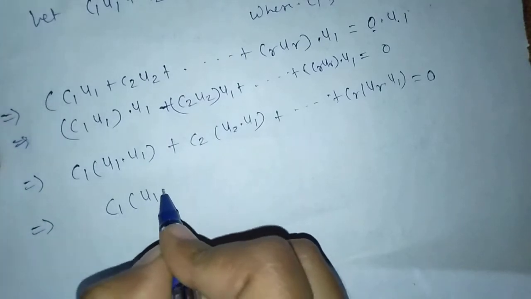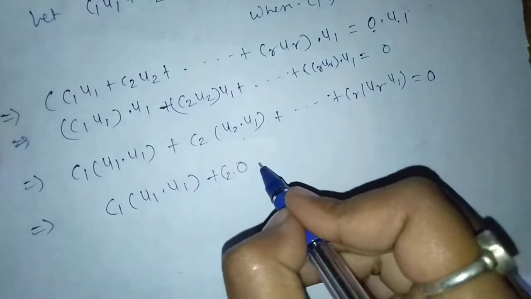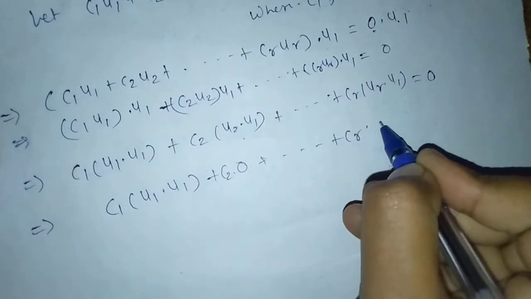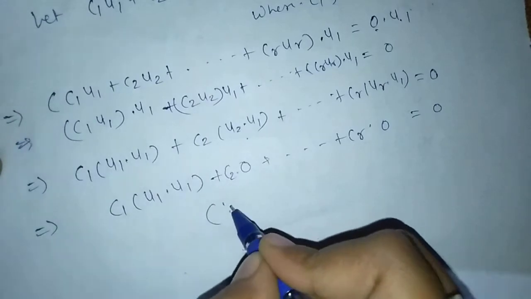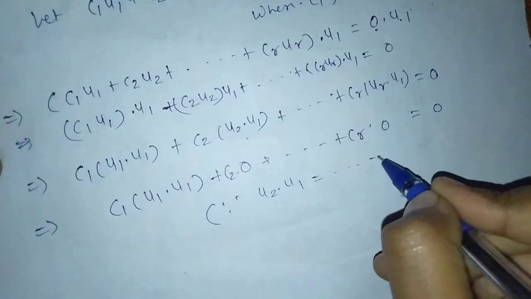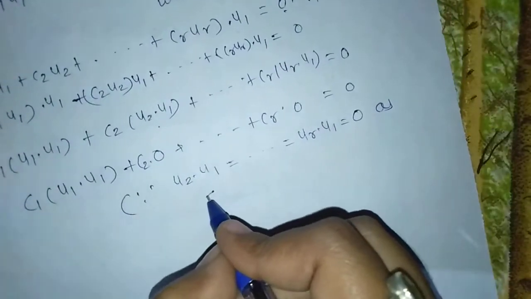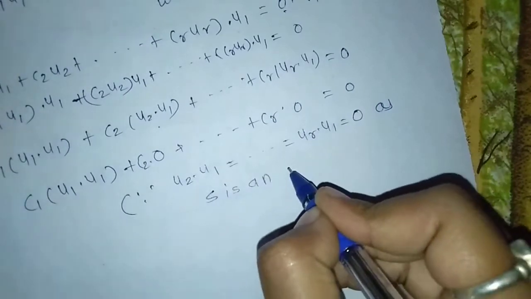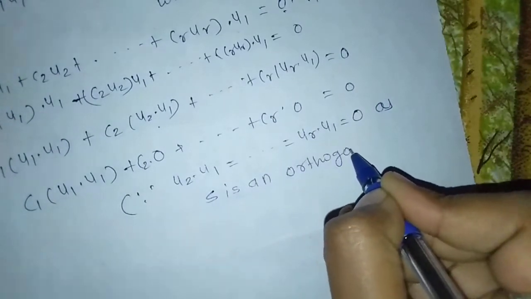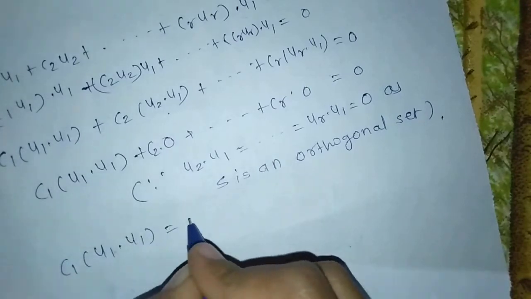So here we get C1 into U1 dot U1 plus C2 into 0 plus and so on plus CR into 0 is equal to 0, since U2 dot U1 and so on UR dot U1 are equal to 0 as S is an orthogonal set. So we get C1 into U1 dot U1 is equal to 0.